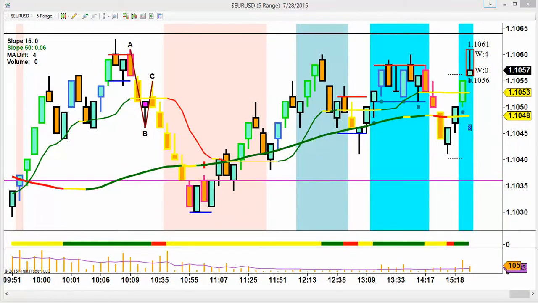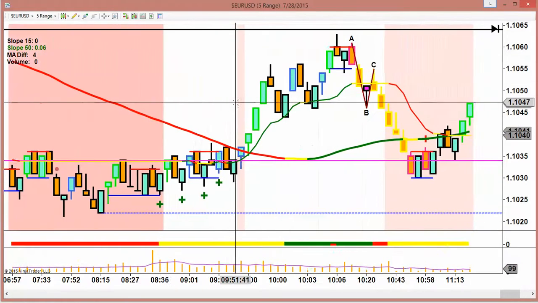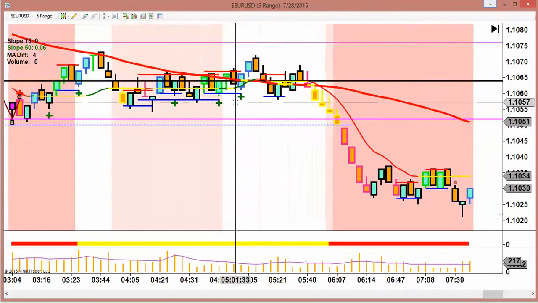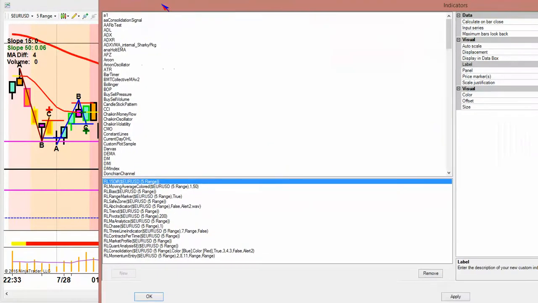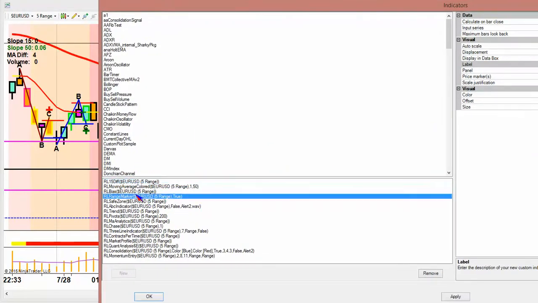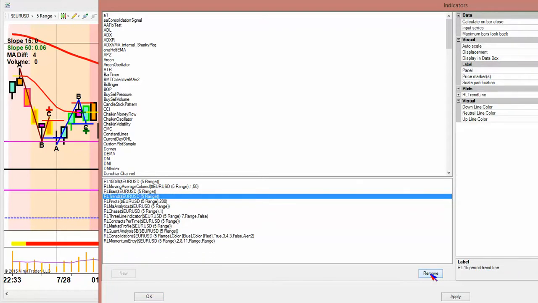Now this is the euro dollar. Now the Forex markets open at 3 a.m. Eastern Time. We always trade them on a 5 range. And what I want to show you, and I want to take a lot of the indicators out because I want to hone down on just a couple of things here and start with the basics.